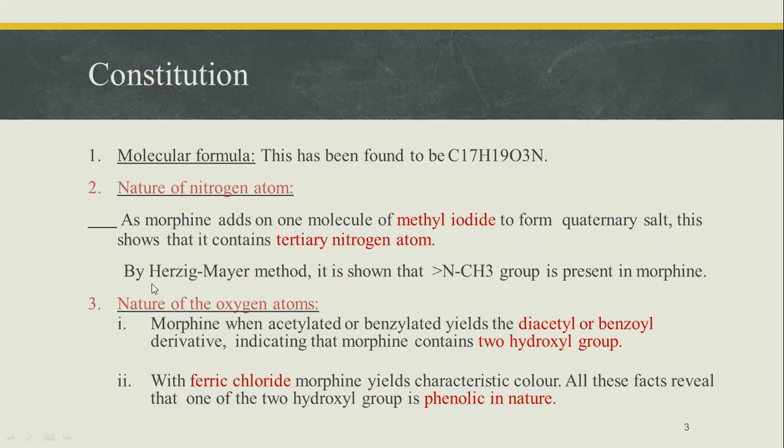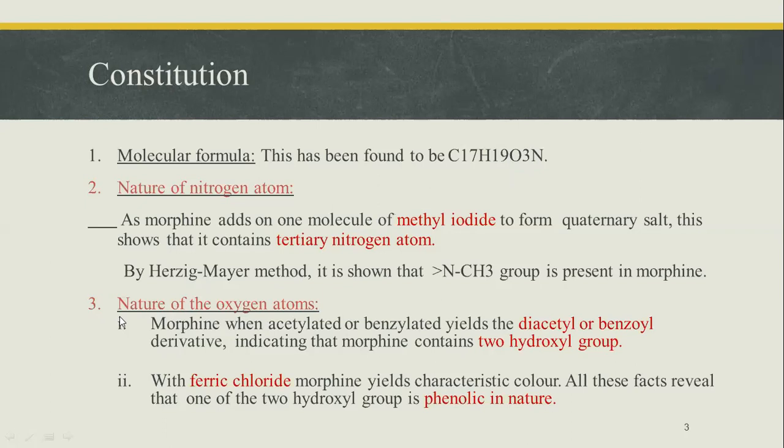With the help of the Herzig-Meyer method, we have found out that the nitrogen is carrying a methyl group. So, finally, what can we say about the nitrogen? The nitrogen is in the tertiary state and the nitrogen is carrying a methyl group. Then we have to find out the nature of the oxygens. Here we have 3 oxygen atoms, so we have to find out the nature of the oxygens one after the other, first, second and third. So first we discuss the nature of the oxygens.